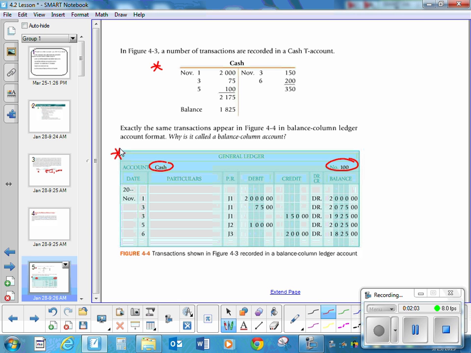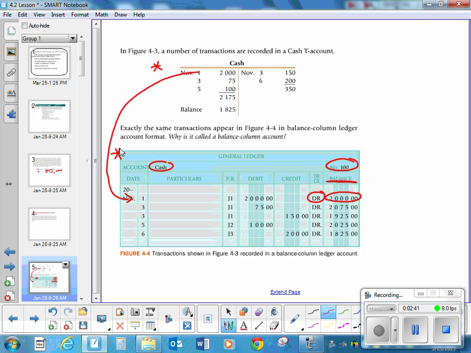So we're going to take the stuff from the T account and transfer it down into the ledger. Do you see here on November 1st, $2,000 is transferred over here. You have a debit of $2,000. And this is the important thing to notice, this column at the end is your balance. You had no money in there before. Now you're adding in $2,000. That gives you a final balance of $2,000. Because it's cash and it's an asset, it always is going to have a debit balance.